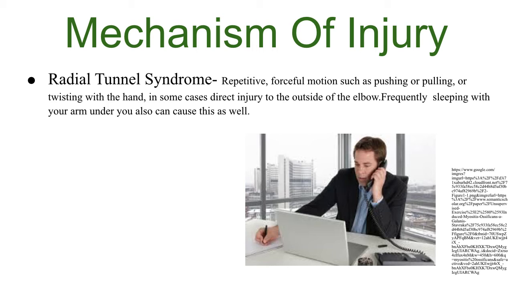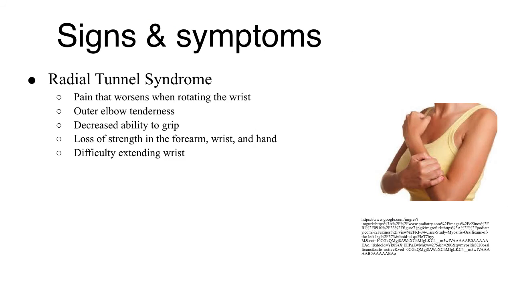Mechanism of injury. Repetitive forceful motion such as pushing or pulling or twisting of the hand. What I think is very interesting is sleeping wrong can predispose you to this. I know a guy, World's Strongest Man winner Brian Shaw, had this occur and it almost ended his career. But how they treated it was they just fixed how he slept, and that resolved the issues that he had. It almost ruined his career. He couldn't grip anything anymore. So, yeah, can turn serious, but easily treatable.